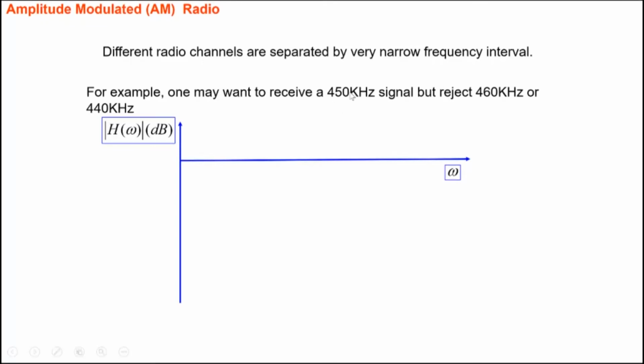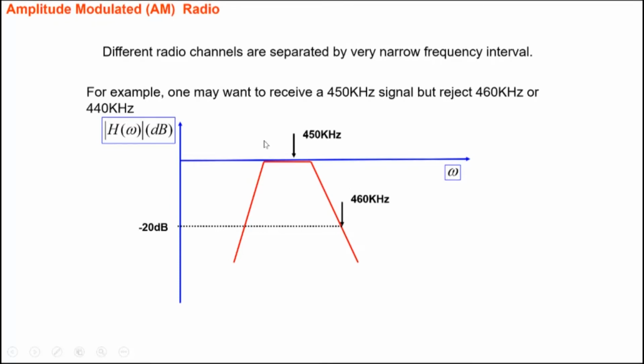You want to accept this particular signal, pass it, and reject both a higher signal and a lower signal. So you're looking at a band pass filter kind of a thing. Let's say this is 450 kilohertz, which you want to pass, and 460 kilohertz is, let's say, somewhere over here, and you want to reject it. Just for the sake of discussion, let us say that this is 0 dB, and we want to attenuate the 460 kilohertz by a factor of 10. So this has to be 20 dB below it, right? So a factor of 10 attenuation.